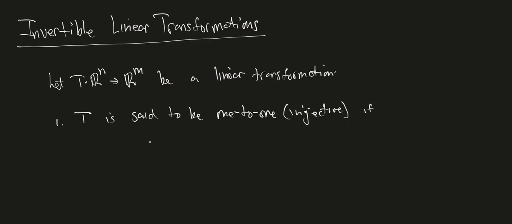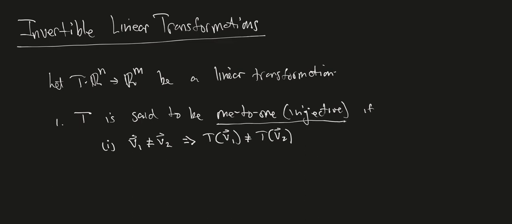if, now there are two ways it can be stated. So I'm going to state it the first way. If V1 is not equal to V2, then this implies that T of V1 is not equal to T of V2. So what this means is if you start with different vectors in the domain, you will end up with different images in the codomain. So different vectors get mapped onto different images, if the transformation is one-to-one or injective.